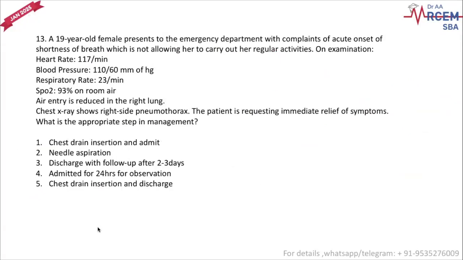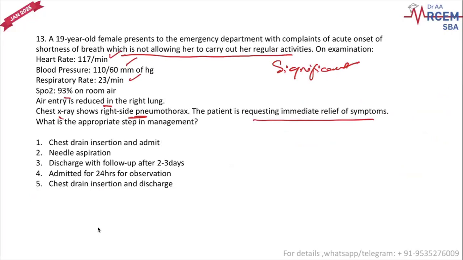A 19-year-old female presents to the ED with acute onset of shortness of breath, which is not allowing her to carry out her regular activities. Someone who is not able to carry out regular activities, that is a significant symptom you need to consider. On examination, there is tachycardia, blood pressure is fine, tachypnea is present, and she is slightly hypoxic. The air entry is reduced on the right side. Chest X-ray shows a right-sided pneumothorax. The patient is requesting immediate relief of the symptoms. What is the appropriate step in management?